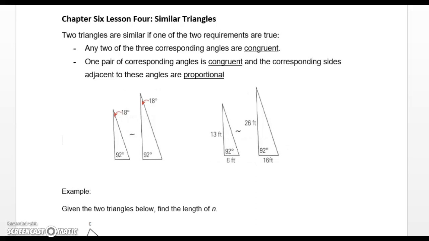Hey everyone, welcome back to the Workplace and Apprenticeship 10 videos. In this video, we're going to look at lesson 4 from chapter 6, which is talking about similar triangles.